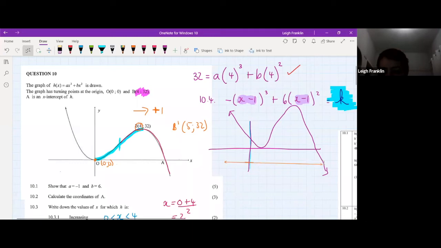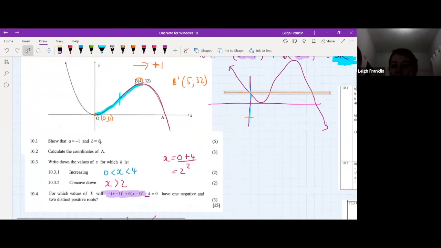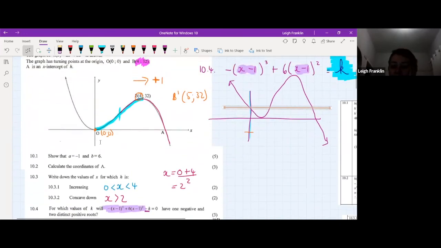There we go. Let's make it a little bit longer. So there's my line, y equals k. It is a horizontal line. Now, the equation that I've been given, what they want is one negative root and two distinct positive roots. One negative root and two distinct positive roots.